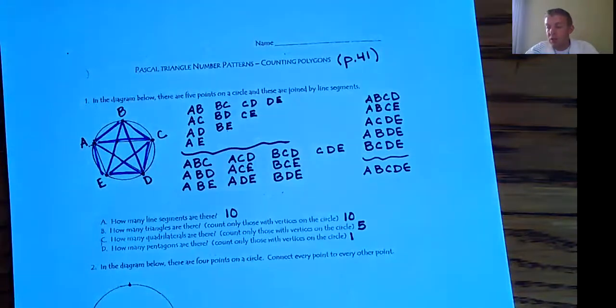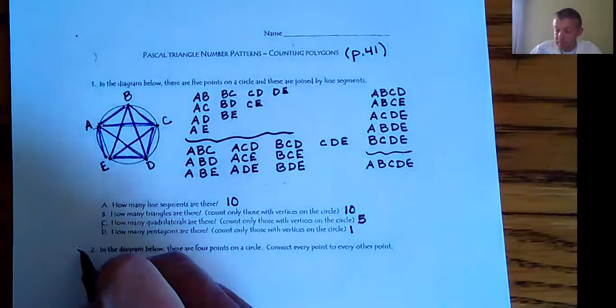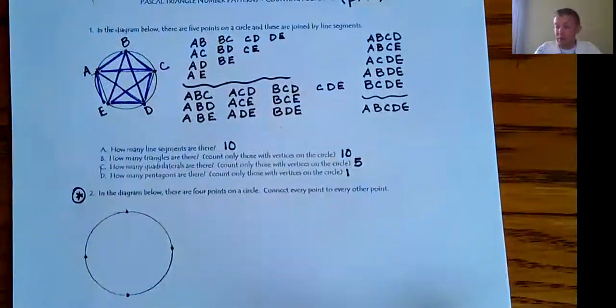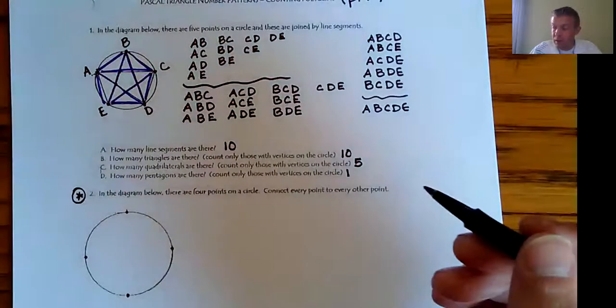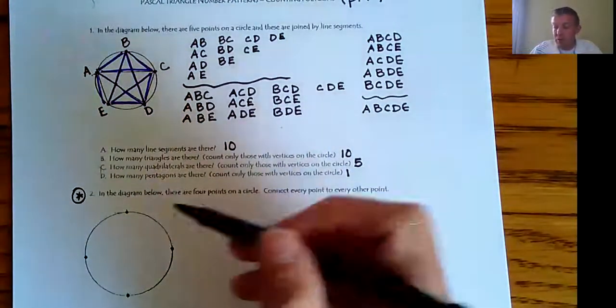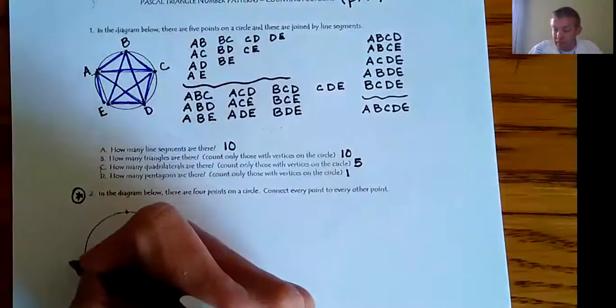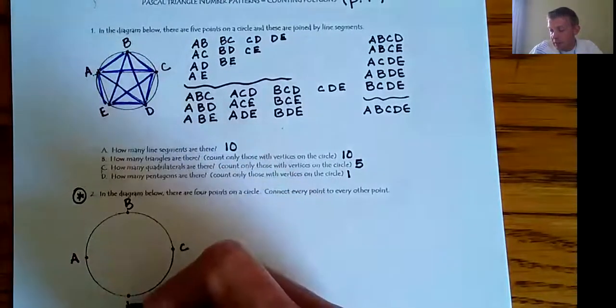Okay. So this can get a little tedious, but I want you to take a few minutes, pause the video. I want you to try number 2. And number 2 is actually a little bit easier than this one that I did with you because there's only 4 vertices, 4 points on a circle. So it says, I'll start you off. There are 4 points on the circle, connect every point to every other point. Let's label them. A, B, C, D.